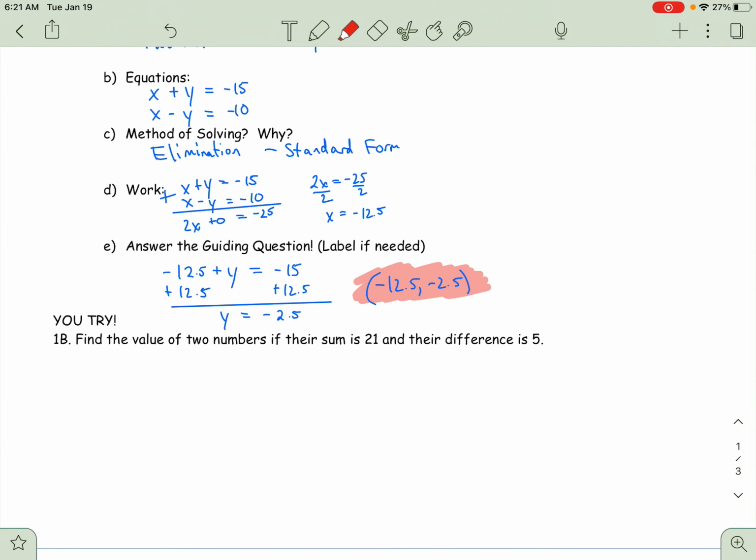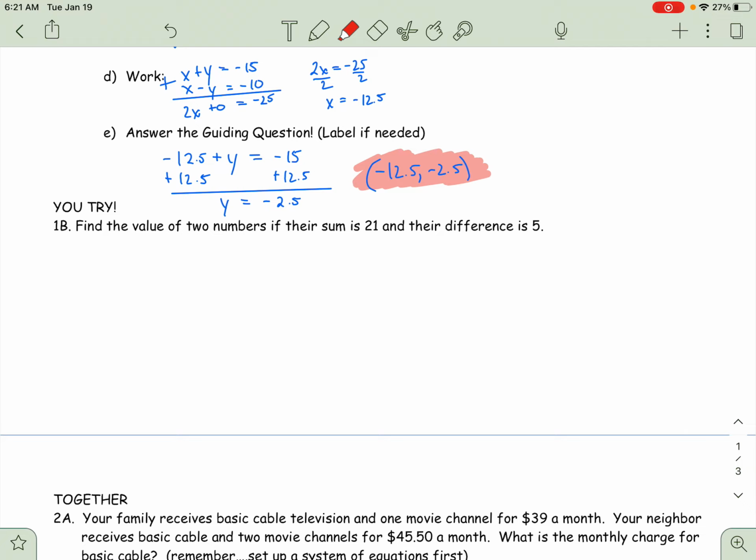Okay, so that's how you use elimination. All right, so take a moment here. Go ahead and try 1B. And then once you're done, check your work.